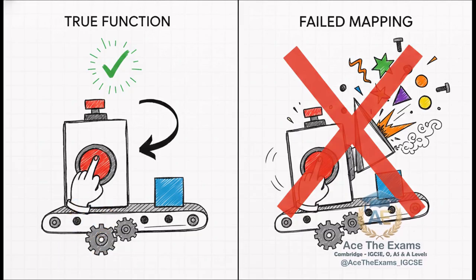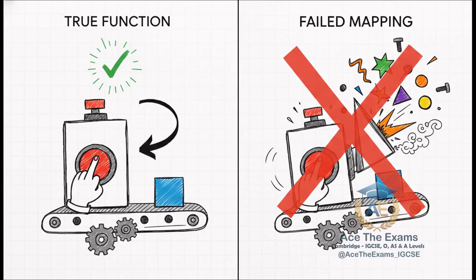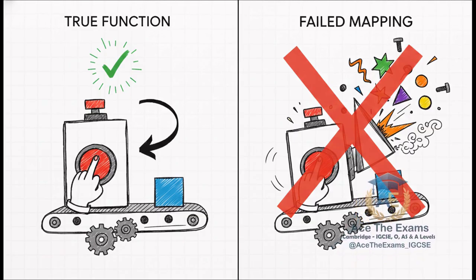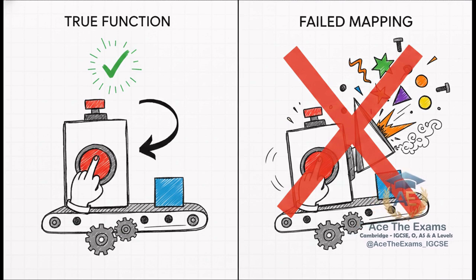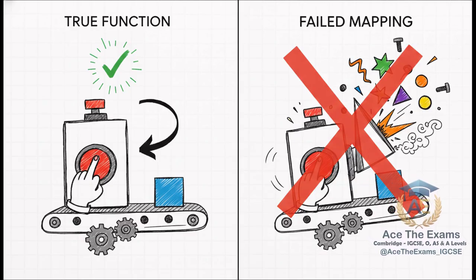When the examiner asks you to justify why a mapping isn't a function, Sam usually just writes, "It looks wrong." Don't do that. Use your explanation and link from the Peel framework. Explain that one input yields multiple outputs, and link it back to the golden rule of functions. That's how you secure the marks.